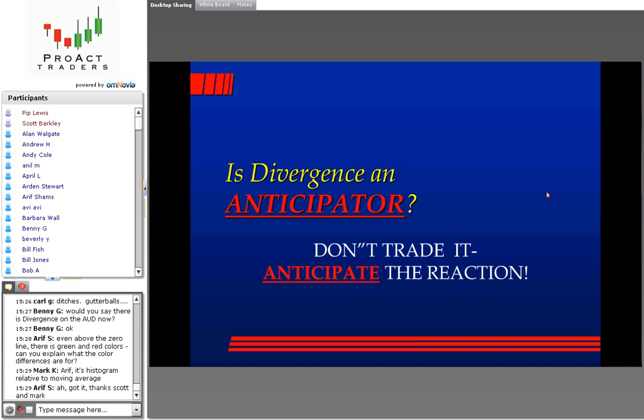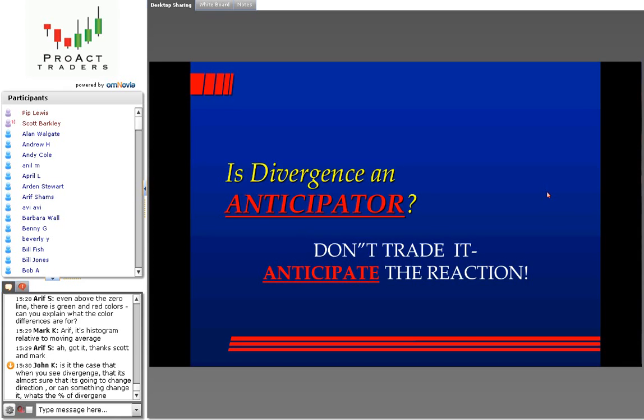So is divergence an anticipator? Yeah, it anticipates a reaction to the opposite way. So, but we don't trade it, we just anticipate the reaction. Or is it the case that when you see divergence that it's almost sure that it's going to change direction, or something can change it, or what's the percentage? The MACD wins every time. So what's that mean, John? If the MACD wins every time, what's that? 100%, right? All right. The thing is we just don't know when.